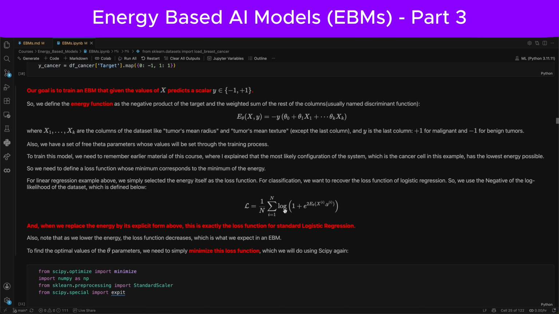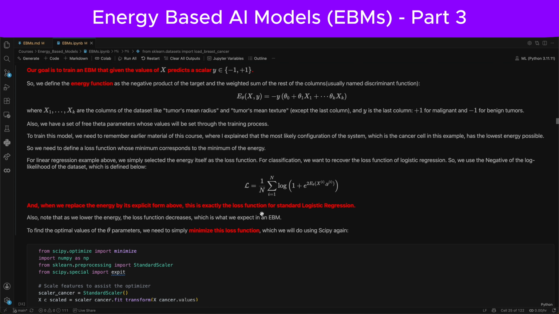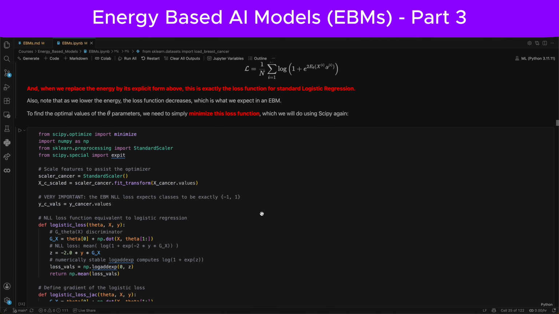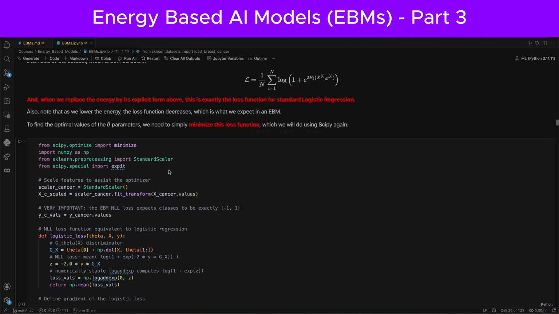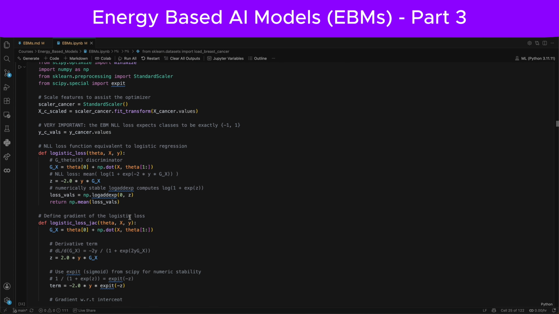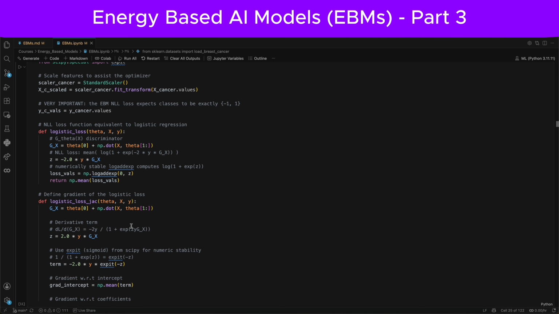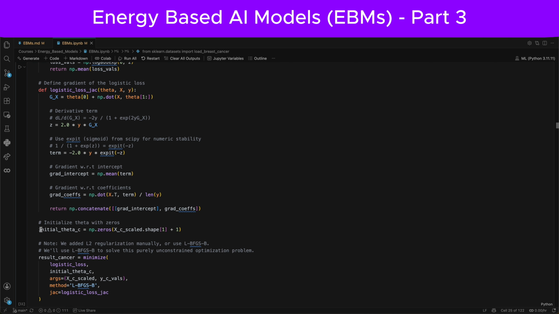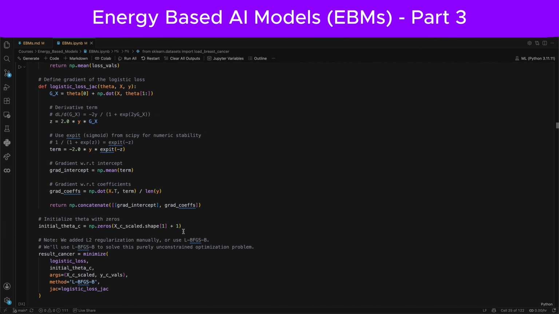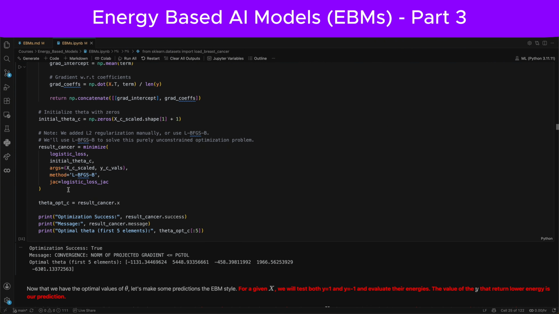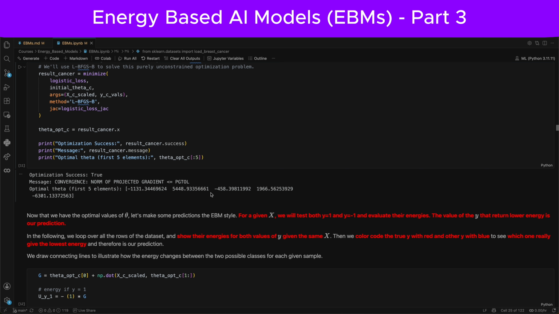So we use the negative of the likelihood of the dataset, which is defined below. Note that when we replace the energy by its explicit form, this is exactly the loss function for a standard logistic regression. Also, note that as we lower the energy, the loss function decreases, which is what we expect in an EBM. To find the optimal values of the theta parameters, we simply minimize this loss function, which we will do using SciPy again. First, we implement the energy function and its derivatives with respect to the theta parameters. Then we set our initial guess for the theta parameters and perform the minimization. Finally, we print out the first 5 values of the theta parameters.